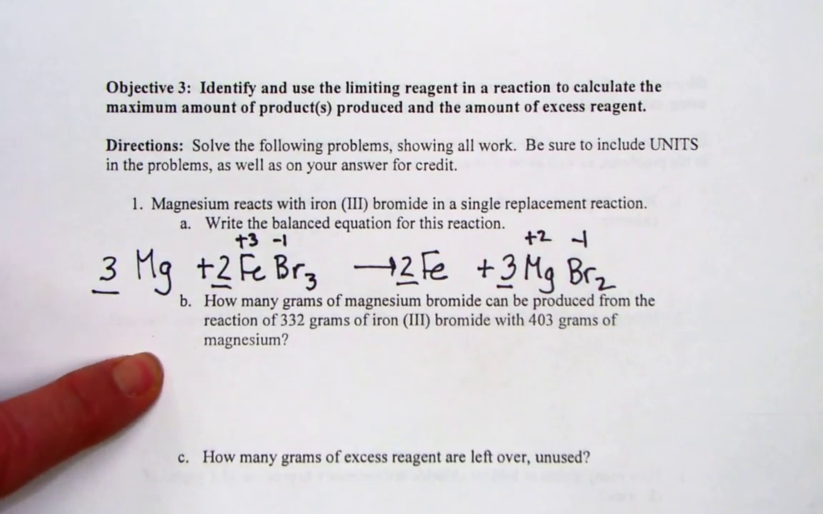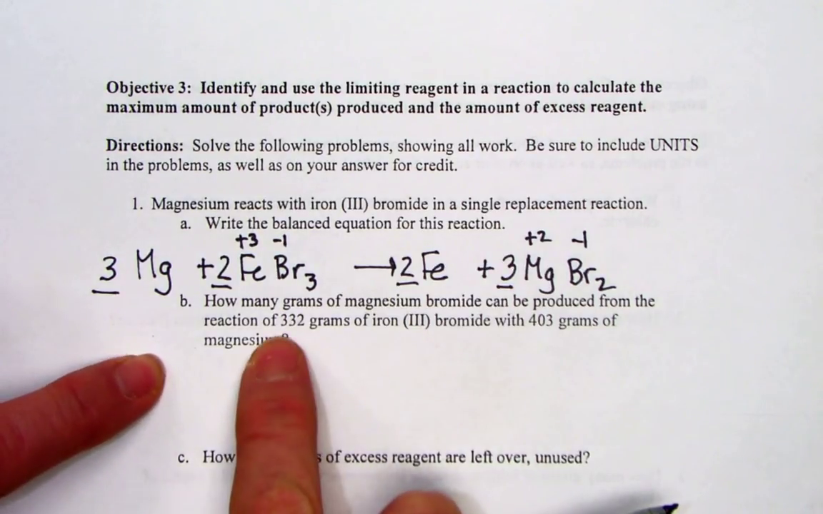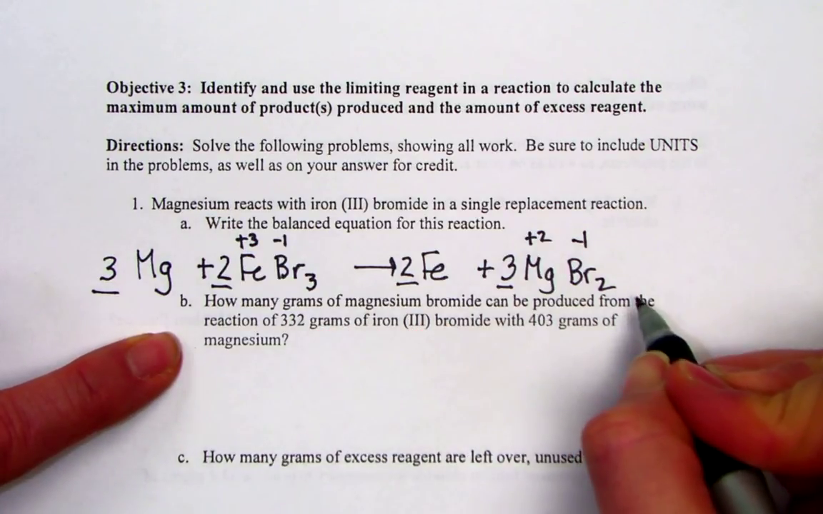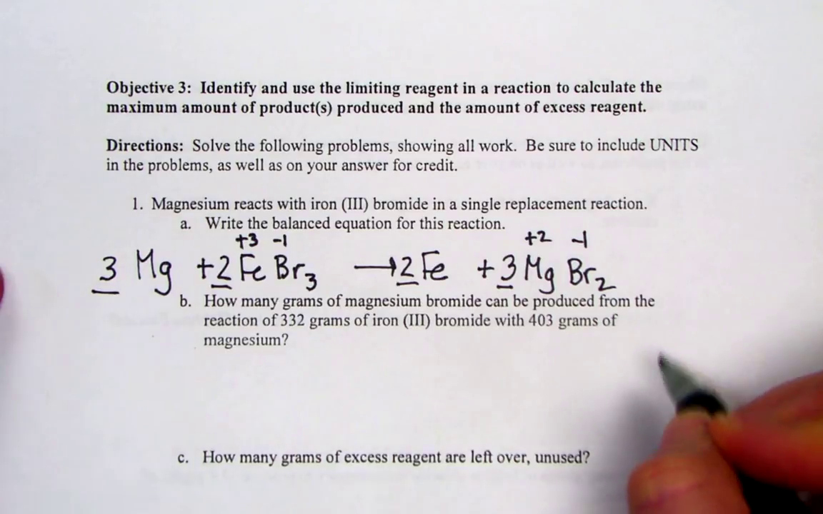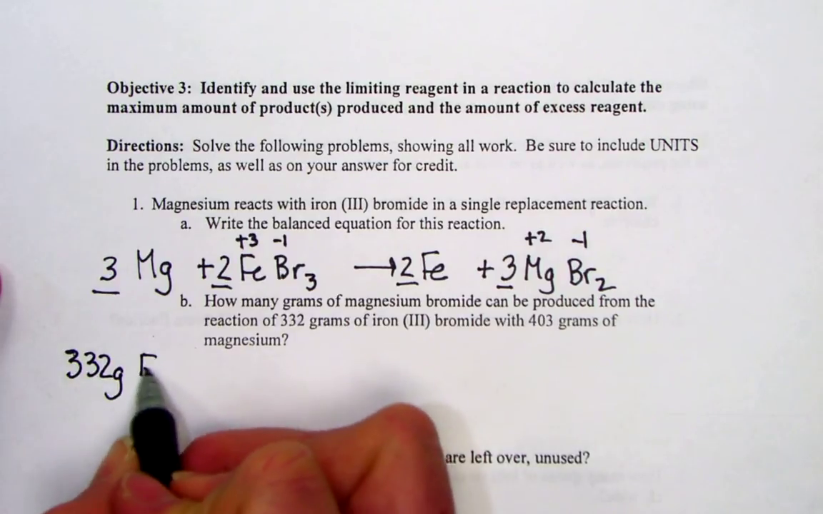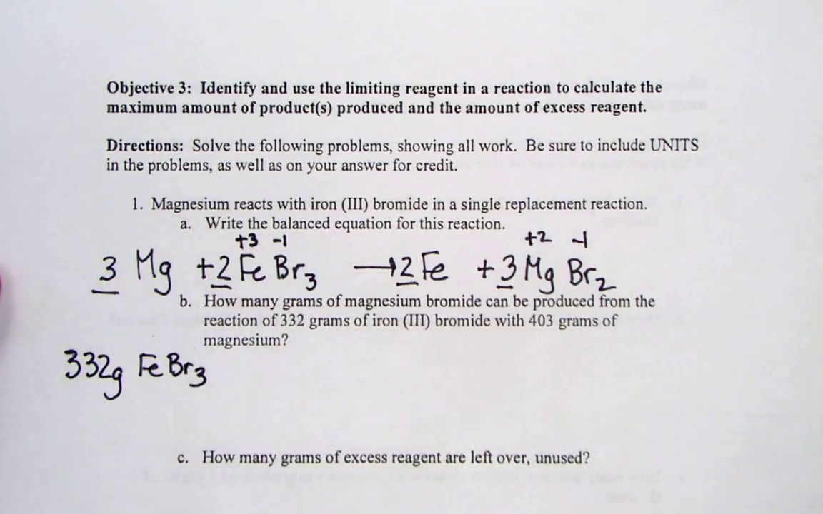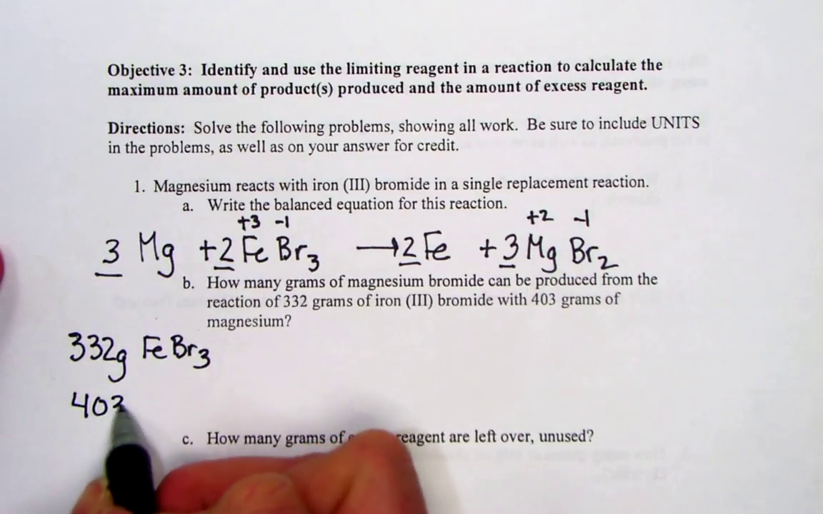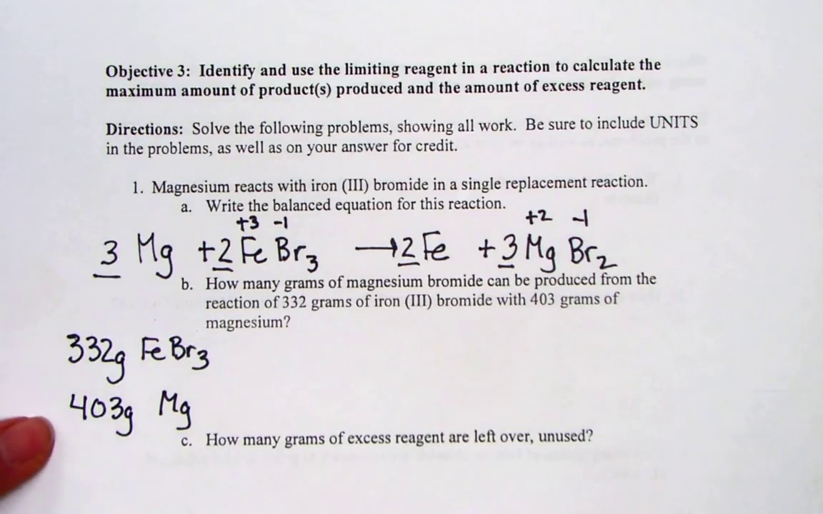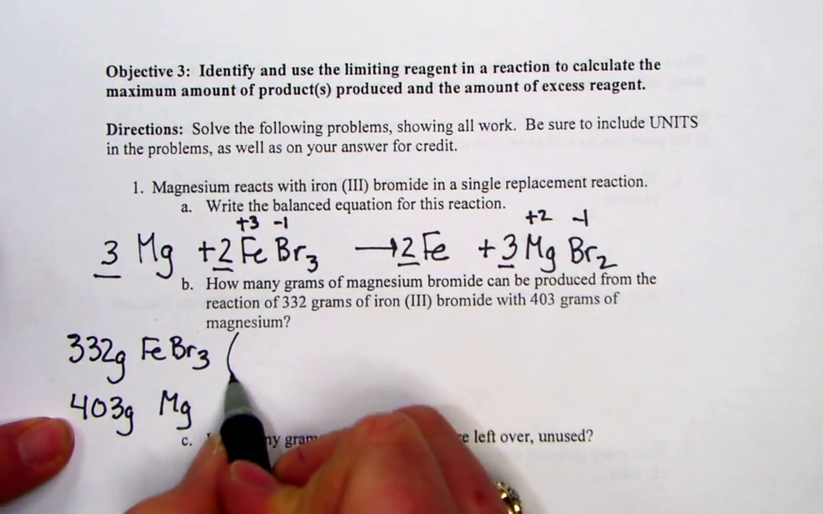When we look at letter B, it reads, how many grams of magnesium bromide, so our target product, can be produced by the reaction of 332 grams of FeBr3, iron 3 bromide, and 403 grams of magnesium. We're given information about both reactants and a target product, magnesium bromide. We'll need to do 2 separate problems, finding the maximum yield as the smaller of our 2 answers.